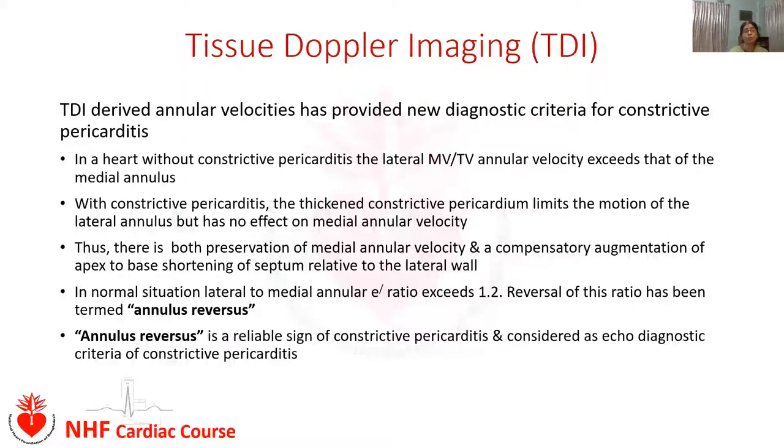In normal situation, lateral to medial annular e prime ratio exceeds 1.2. Reversal of this ratio is termed annulus reversus. In simple words, when the medial annular velocity exceeds the lateral annular velocity, this is known as annulus reversus, and it is a reliable sign of constrictive pericarditis and considered as echo-diagnostic criteria of constrictive pericarditis.